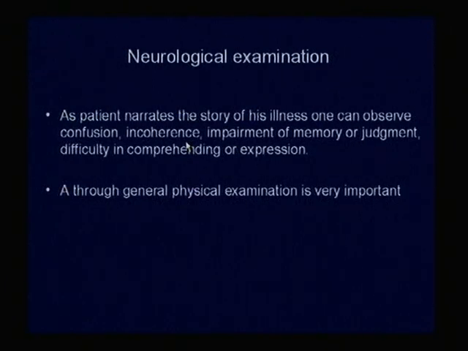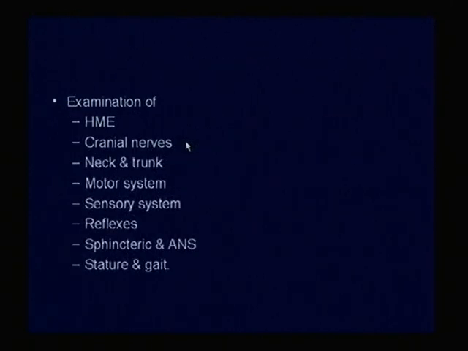Fibromatosis, or the pallor, which may again indicate that he may be suffering from anemia, which may be again related to some neurological illness. So the examination of a patient must be done following this: first of all we must do the higher mental function examination, then the cranial nerve examination, then neck and trunk examination, motor system, sensory system, reflexes, sphincteric and autonomic nervous system, then we must look into the stature and gait.